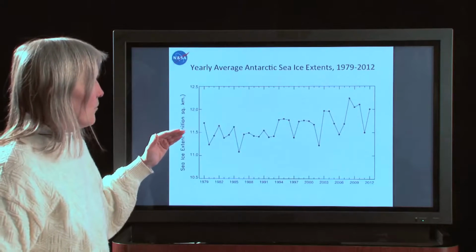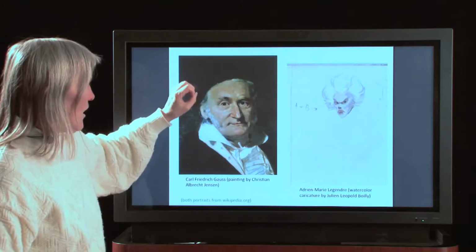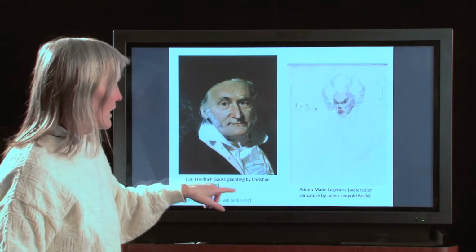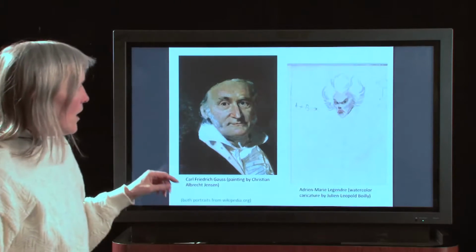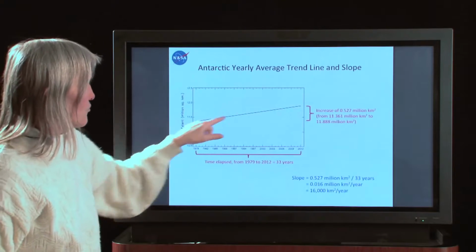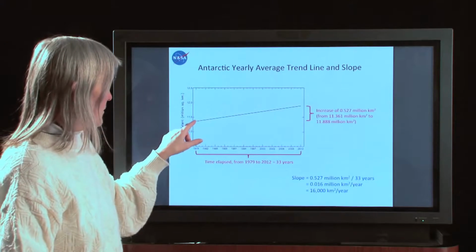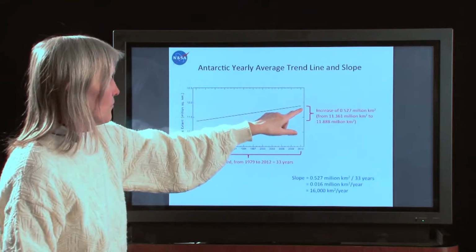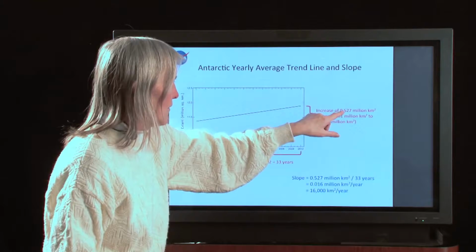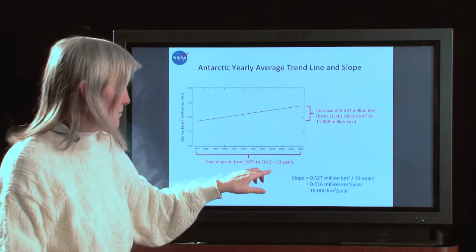Now, once again, we would like to get a line through it, and so we use the same least squares method that, again, was initiated a long time ago by Carl Friedrich Gauss and Adrien-Marie Legendre. And we get the line through it, the least squares line, and then we proceed to calculate the slope. And in this case, it's not a negative, because in this case, the values have gone up over the time period, and they've gone up by a total of 0.527 million square kilometers. It's still over the same period because we're still using the same data sets.